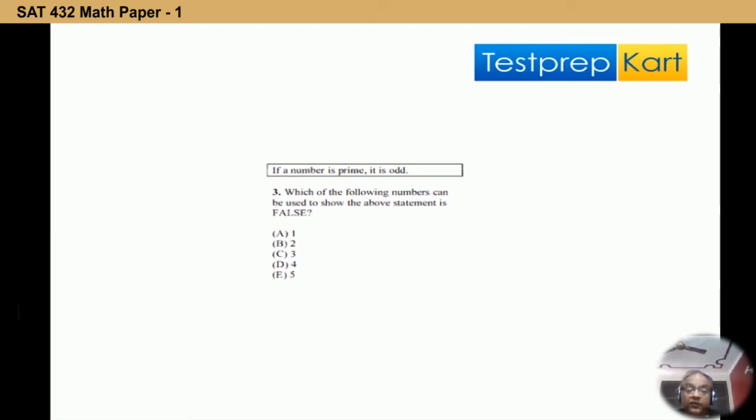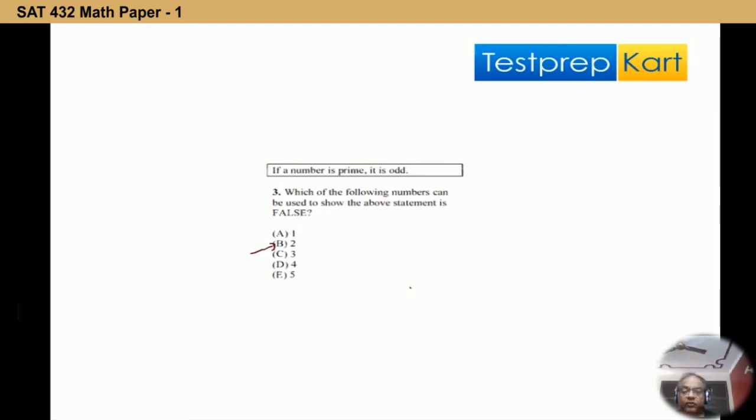If a number is prime, it is odd. Which of the following numbers can be used to show that the above statement is false? So B. In fact, straight away, this 2 is a prime number. In fact, 2 is the only even prime. So because 2 is a prime number, this statement is wrong. Because if a number is prime, it is odd.